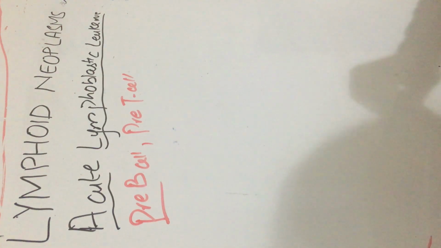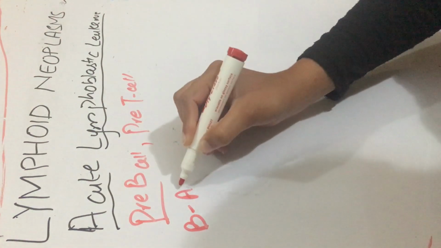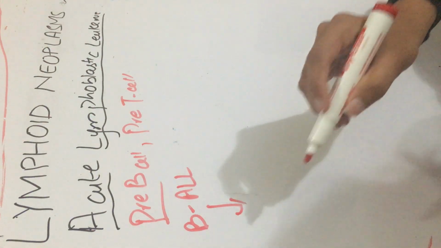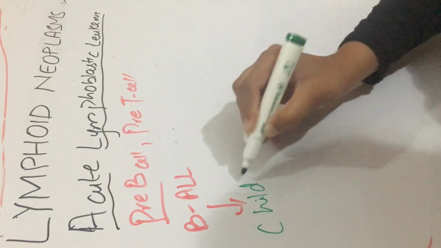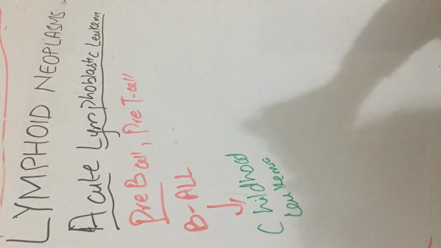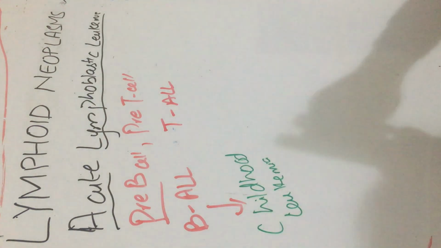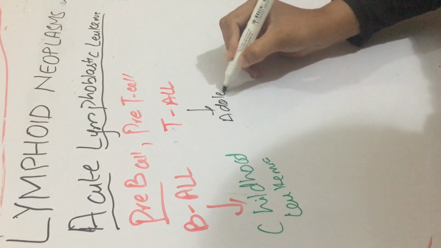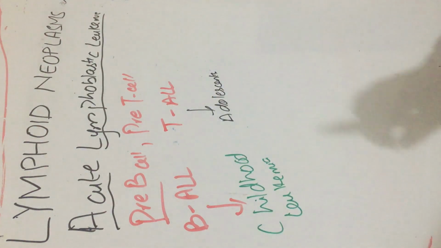Now, B acute lymphoblastic leukemia mainly occurs in children. So it is a childhood leukemia. Whereas T cell acute lymphoblastic leukemia occurs mainly in adolescents, and mainly in males.